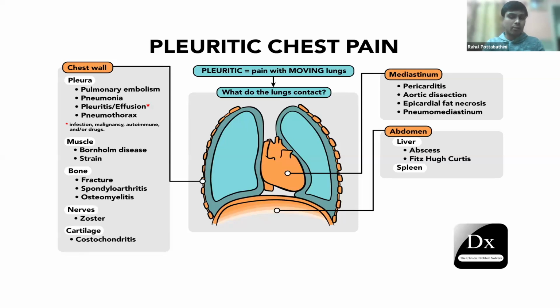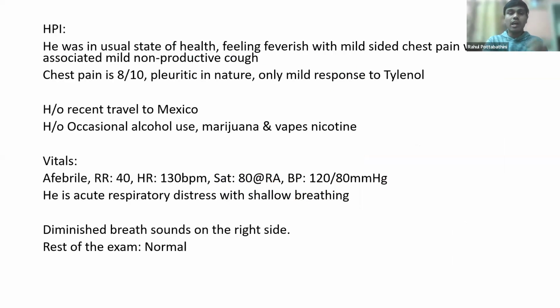It's aggravated on deep breathing. Now we could think of pleural pathology over pericardial pathology at this stage. And now coming back to the HPI, he was fine, he was doing well, and now he's feeling feverish with some right-sided chest pain and an associated non-productive cough. He rates his chest pain 8 out of 10, and of course it's pleuritic in nature and minimally responding to Tylenol. He has a recent travel history to Mexico and occasional use of alcohol, marijuana, and vaping nicotine. Based on the HPI itself, because of the associated non-productive cough and chest pain, we are much more confident in thinking of lung pathology over any other system.